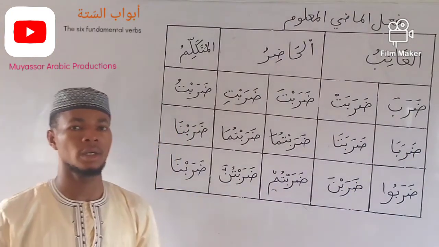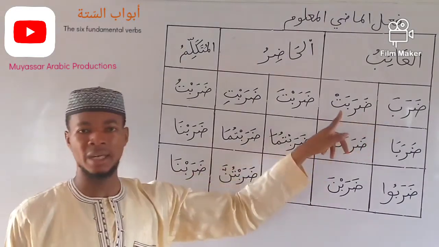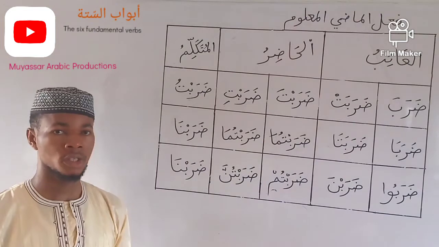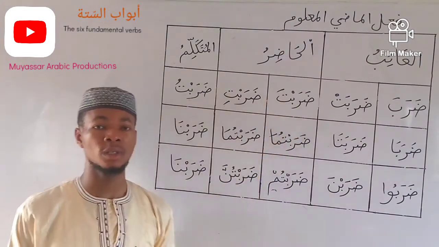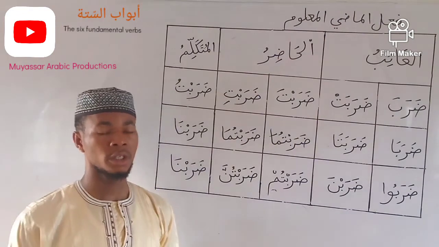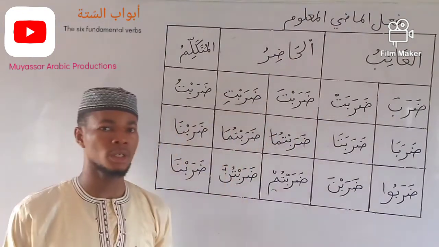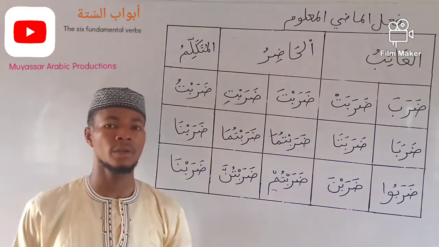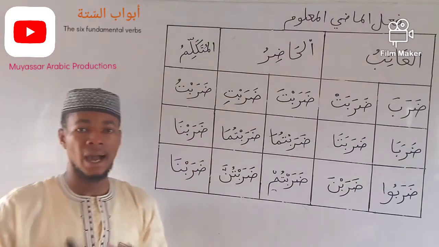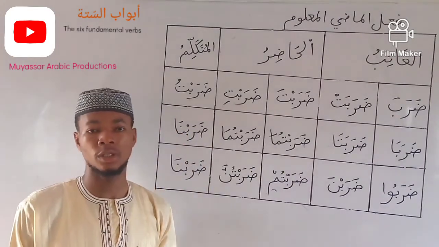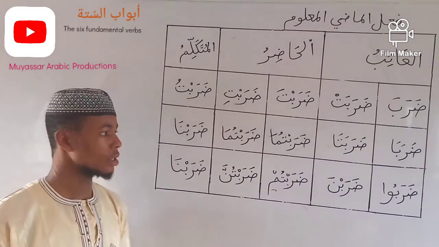That is in masculine gender. Now the next is duribat, meaning she was beaten. Now the next is duribta, meaning you were beaten in masculine gender. Then the next is duribti, meaning you were beaten in feminine gender. Then the next is duribtu, meaning I was beaten in both the masculine gender and the feminine gender.